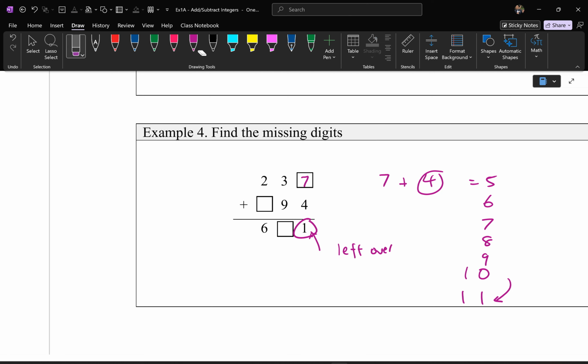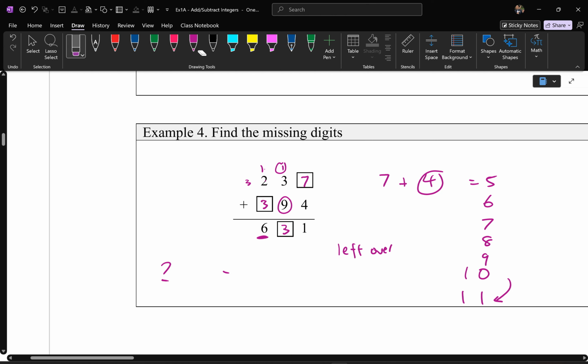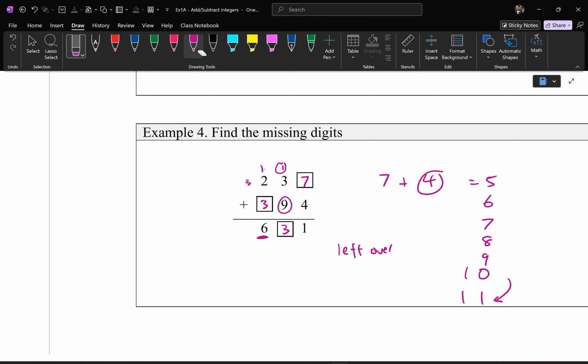That's problem solving. Yeah, so 7 plus 4 gives you 11, but you got to carry the 1. Let's work it out. 1 plus 3, 4. 4 plus 9, 13. So this is a 3 here. Carry the 1. Now 1 plus 2 gives me 3, but the answer has to be 6. So something plus 3 has to equal 6, and the answer is 3. So filling in the spots, you should have 7, 3, and 3.